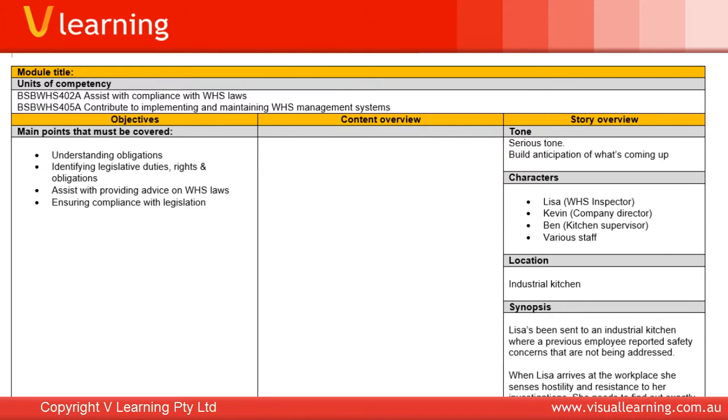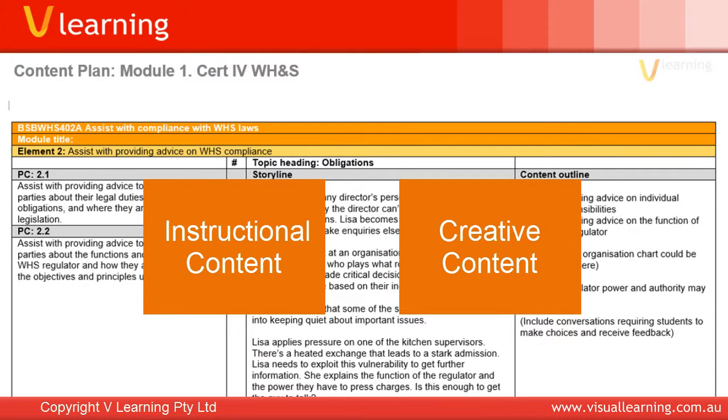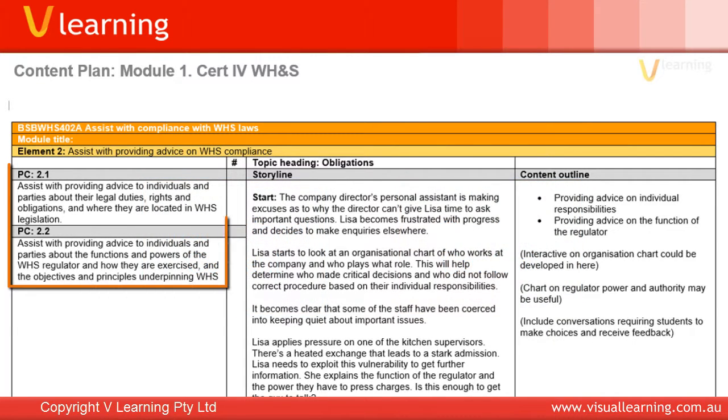The content plan template we use at vLearning contains both instructional and creative content. Your role may be to either develop instructional content, develop the creative content, or do both. The assessment plan lists the elements and performance criteria that need to be covered. You should cut and paste this information into the content plan. You should also list which topic heading the content belongs under.